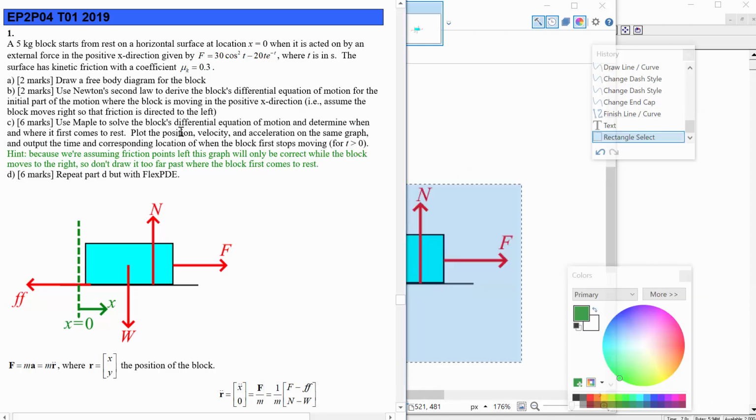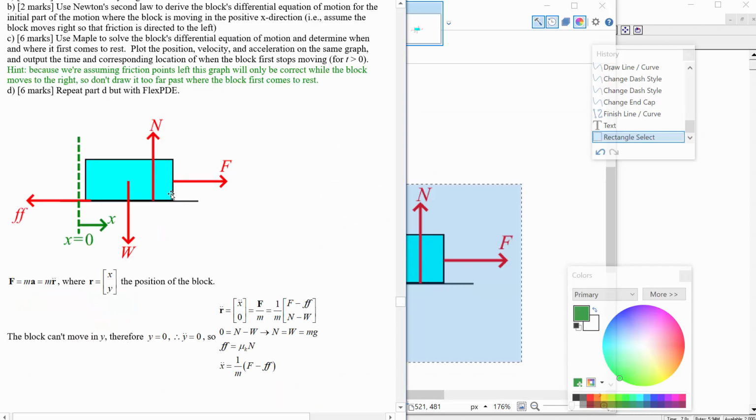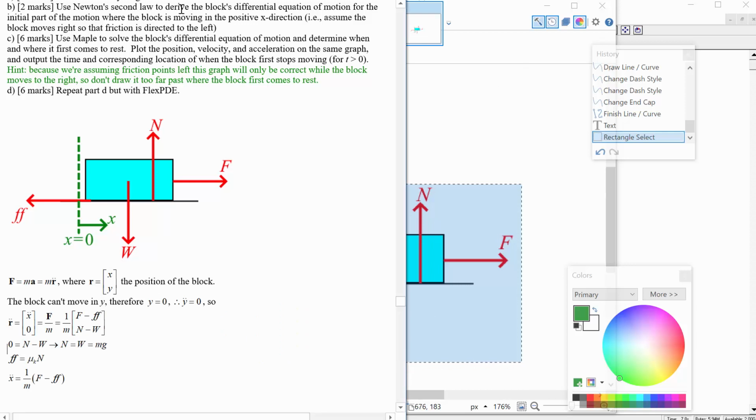Okay, so let's check. Used Newton's second law. We did that, F equals ma. To come up with a formula for the block's differential equation of motion for the initial part where the block is moving in the positive x direction. So we did that. What is it that makes this for the block moving in the positive x direction? Well, the fact that the friction force is directed to the left. If we had the block moving in the negative x direction, moving left, then the friction force would have been directed to the right.